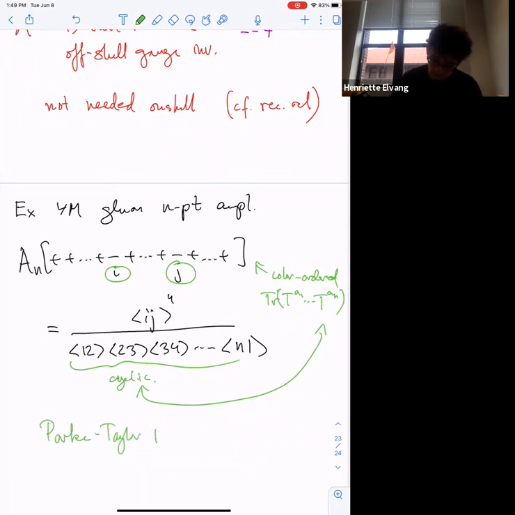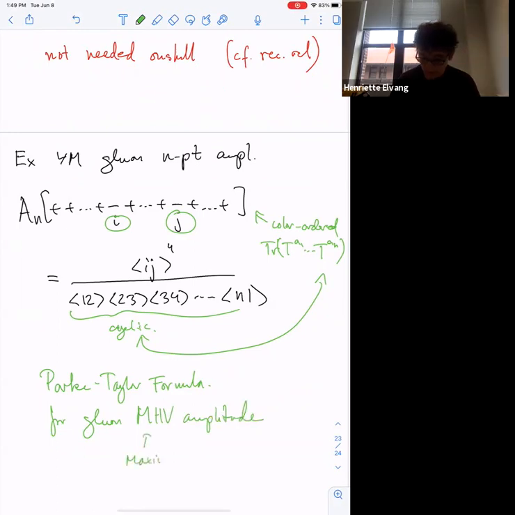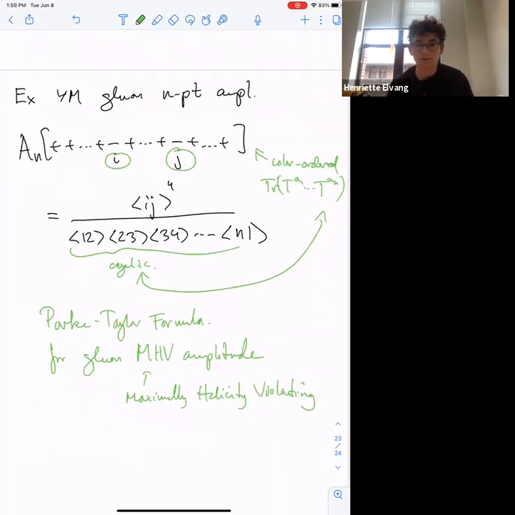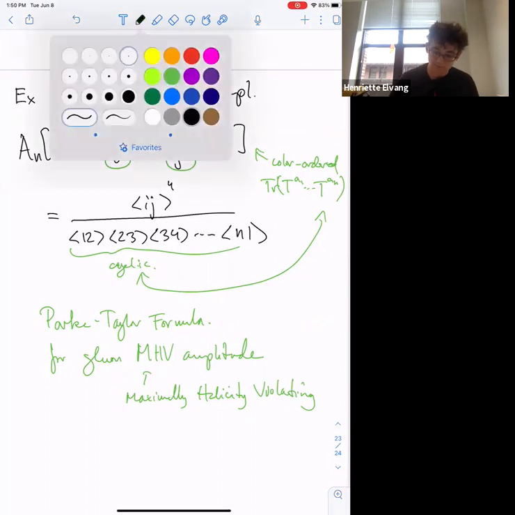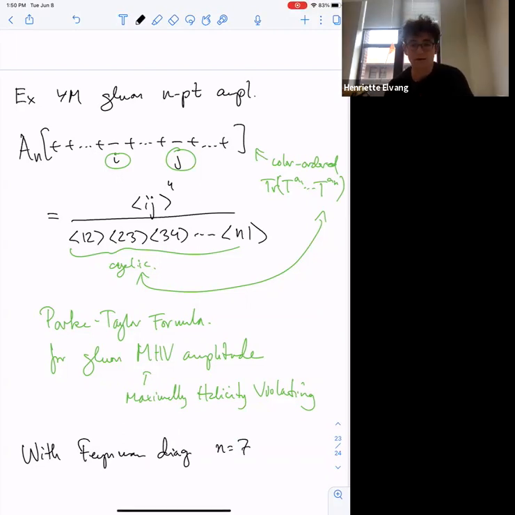And it's been known for years, but it's extremely easy to prove using recursion relations. And it's also known as the MHV amplitude, where MHV stands for maximally helicity violating. Now, if I were to compute this expression from Feynman diagrams, at, for example, n equals 7, I would need 154 diagrams.